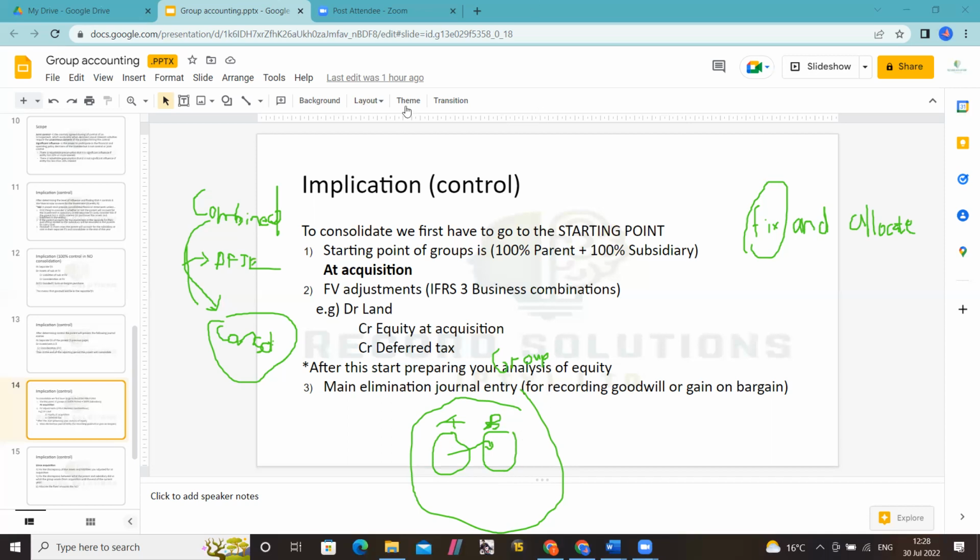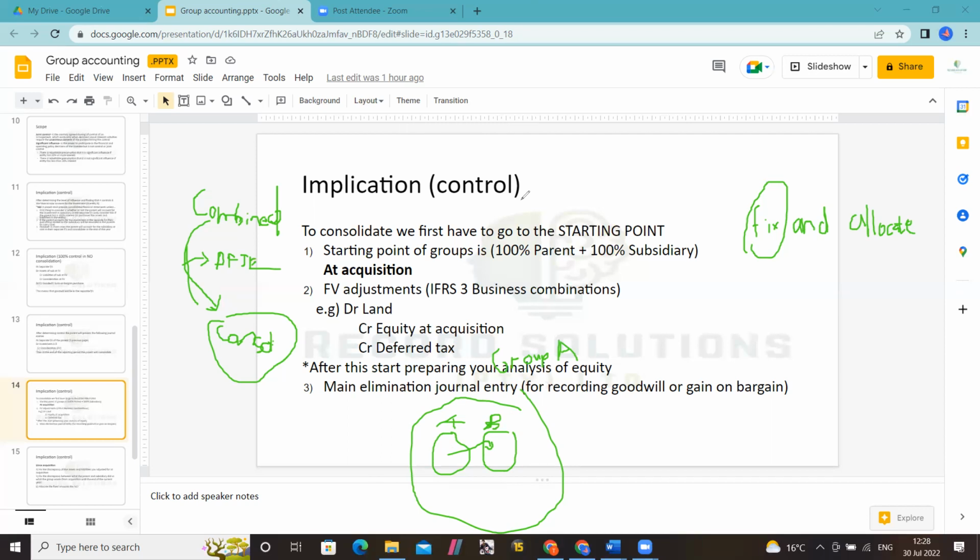But let's look at what happened from a group level. So this is the A group, because groups are always named after the parent. So from a group level, what happened? Nothing.